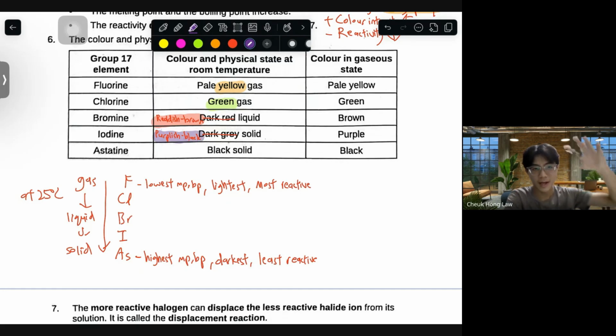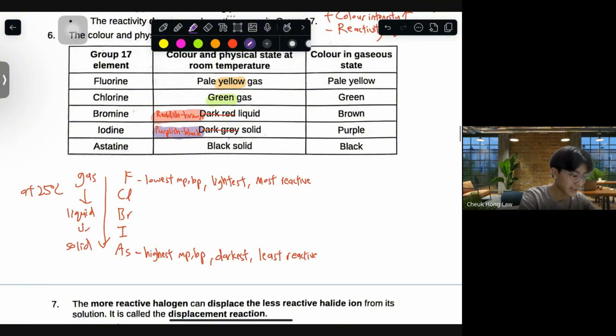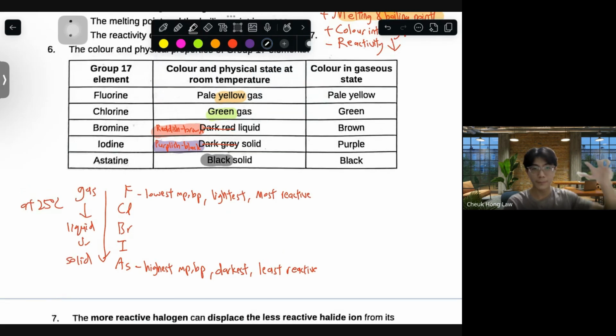So now you see how down the group, it goes from a gas, then slowly becomes a liquid, then suddenly becomes a solid. That is the trend down the group. And then finally, astatine is a black solid. So we went from pale yellow gas, which is a very light color, all the way to black, which is the darkest color.